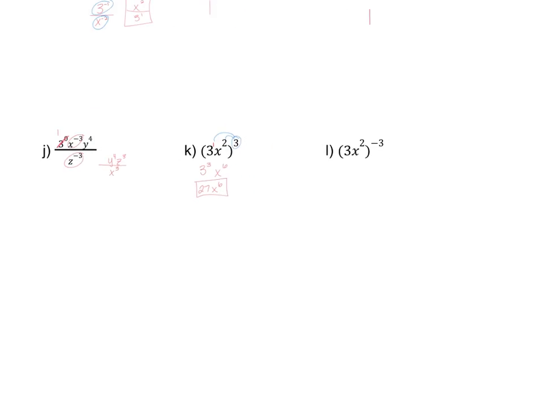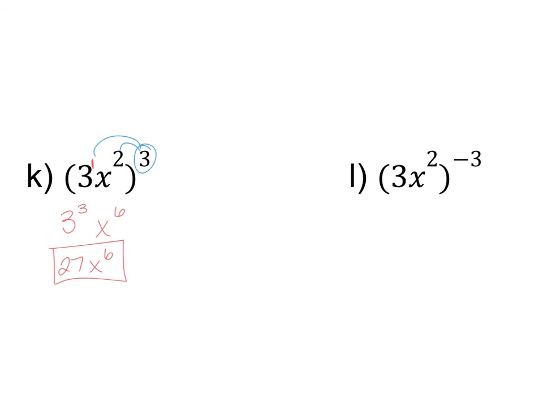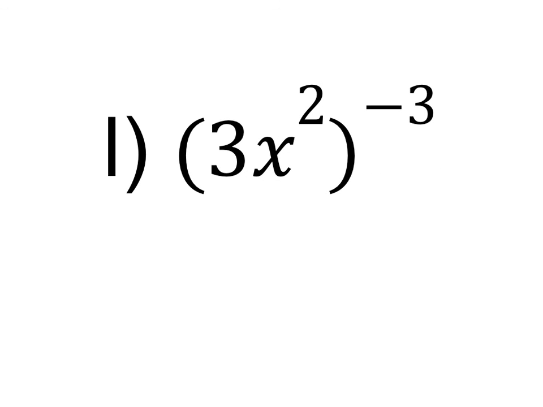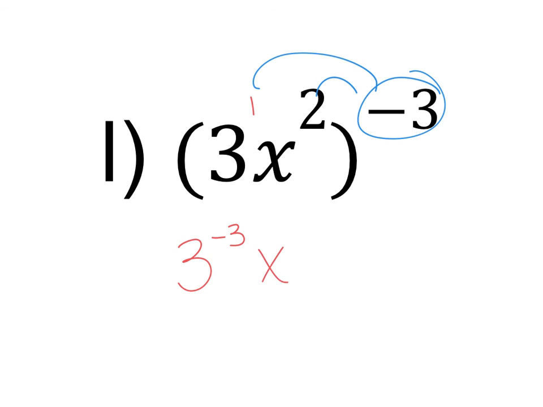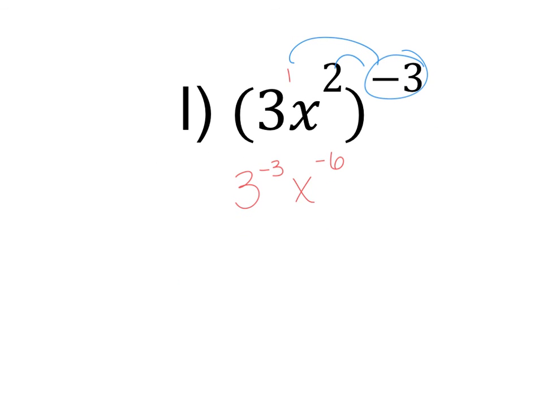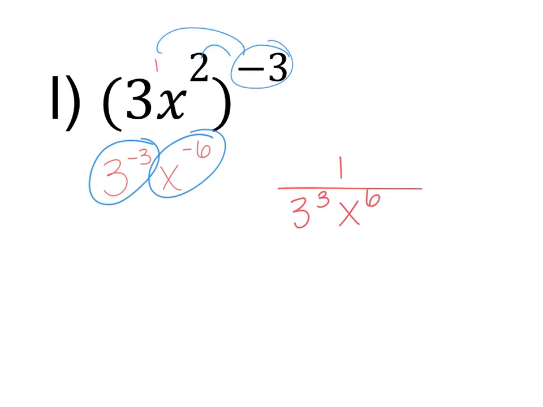Okay, is this the last one? Last one. Cool. So now, if you notice, it's the exact same thing, except now I have a -3 outside instead of a +3. No big deal. We're going to treat it the exact same. So we're going to distribute this in. So I have 3 to the -3rd times x to the -6th. Okay. All right, can we leave it? Nope. We have 2 negative exponents, so we are going to flip them to the reciprocal. So this would be 3 to the third on the bottom times x to the 6th. There's nothing on top, so we put a 1.